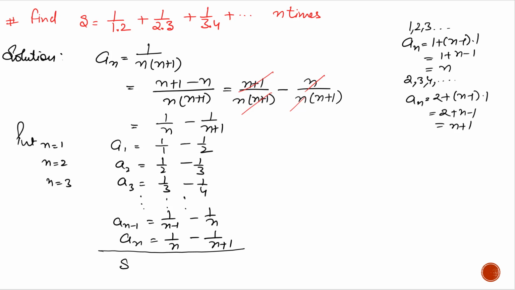If we add all these, we'll get the sum of n terms. 1 by 2 cancels with 1 by 2, 1 by 3 cancels with 1 by 3 and so on. In the end, we'll get the answer 1 minus 1 upon n plus 1. And after taking the LCM, we'll get the answer n divided by n plus 1.